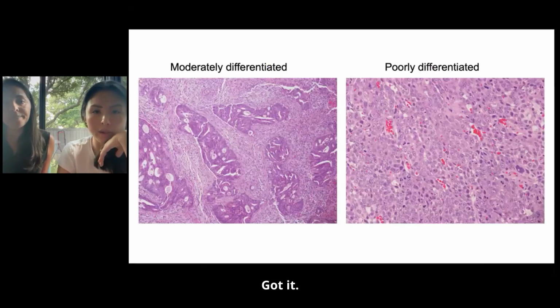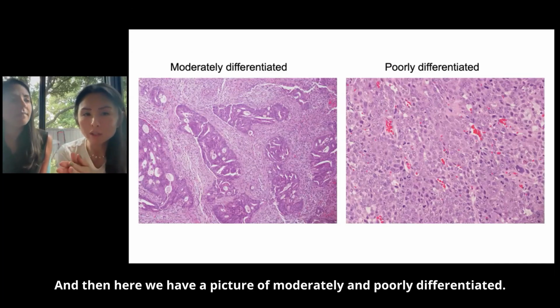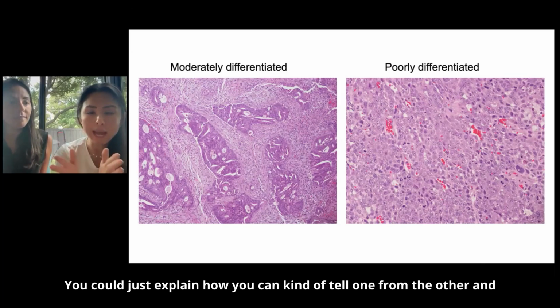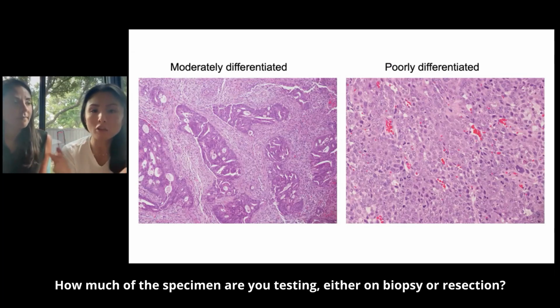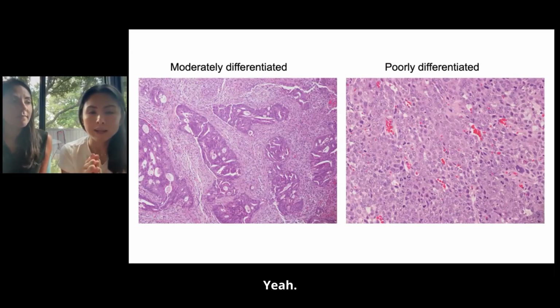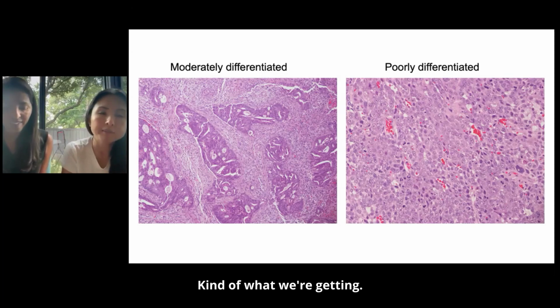Got it. All right. And then here we have a picture of moderately and poorly differentiated. If you could just explain how you can kind of tell one from the other, and also just how often is there heterogeneity in a tumor specimen? How much of the specimen are you testing, either on biopsy or resection? Yeah, because we see these in the path reports, but it's helpful to know how you're getting to that. Yeah, sure.